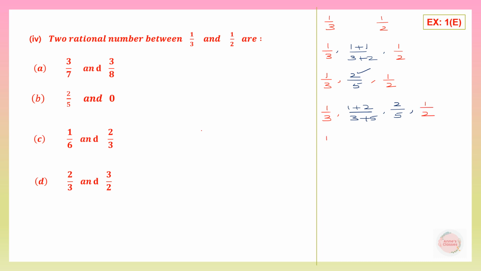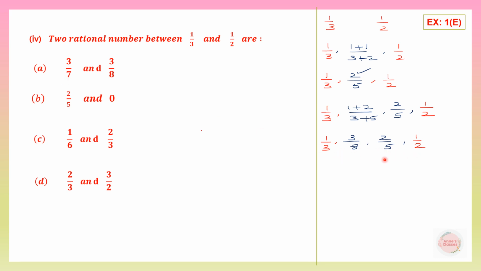So now what are all the rational numbers? 1 by 3 is the question. So 1 plus 2 is 3 and 3 plus 5 is 8. Then we have 2 by 5 and then we have 1 by 2. So now if you see, we have two rational numbers between these two. But let's see if we have this in our options, 3 by 8 and 2 by 5. Now only 3 by 8 is found here, but we don't have 2 by 5. Isn't it? That means we have some more rational numbers.